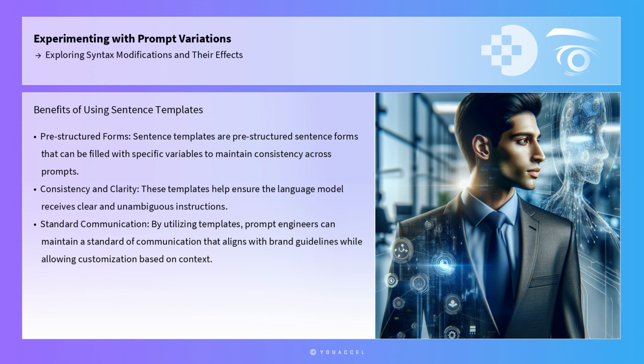One practical tool to consider is the use of sentence templates. Sentence templates are pre-structured sentence forms that can be filled with specific variables. These templates can help maintain consistency across prompts and ensure that the language model receives clear and unambiguous instructions. For instance, if a language model is being used to generate customer service responses, a sentence template might look like, "I'm sorry to hear about your issue. Let's work together to resolve it." By utilizing templates, prompt engineers can maintain a standard of communication that aligns with brand guidelines while allowing for customization based on the specific context.